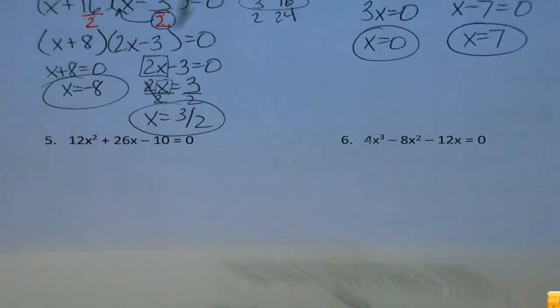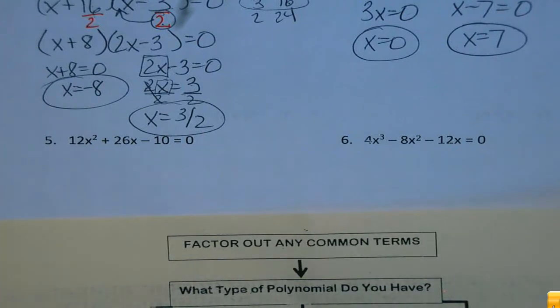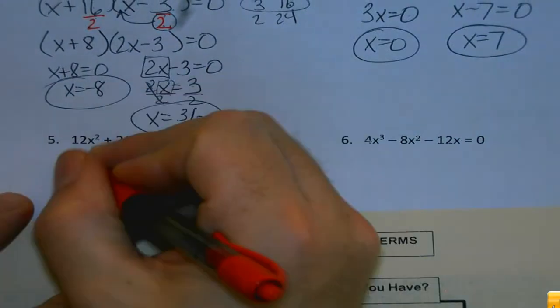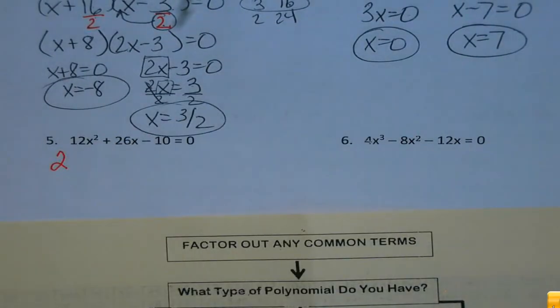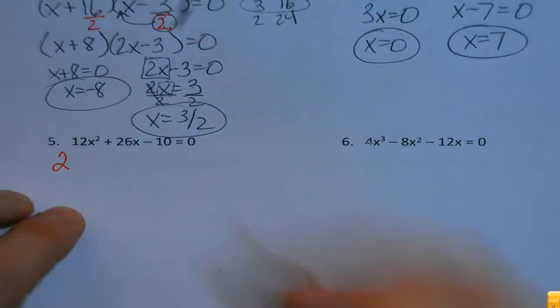You know what's coming. Here I come. Anything in common with 12x squared, 26x, and 10? Even if it's little. Oh, I heard it. 2. Okay, so just because it's not the number in front doesn't mean there isn't going to be something.